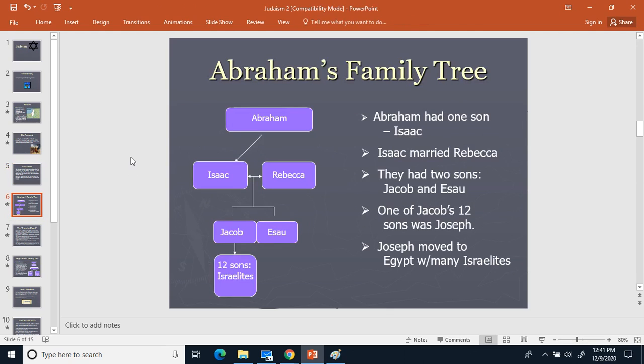Okay. So Abraham's family tree, what it looks like is you've got Abraham. He has a son, Isaac. Isaac marries Rebecca. They have two sons, Jacob and Esau. Jacob then has the 12 sons of the Israelites. So what ends up happening is that along the family tree, eventually, one of the 12 sons of the Israelites, that's Joseph, he's one of the 12 sons.